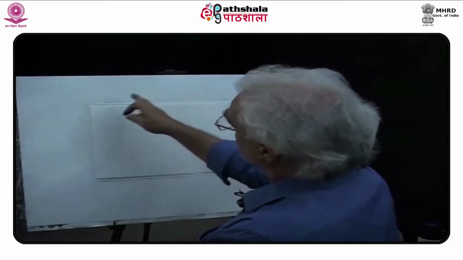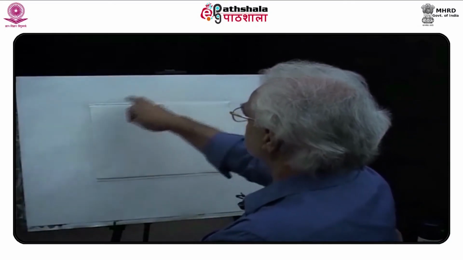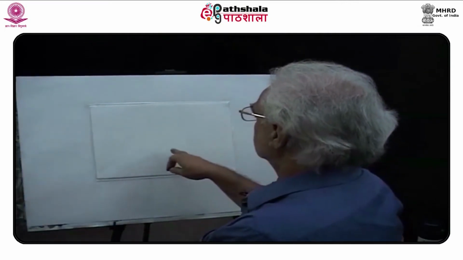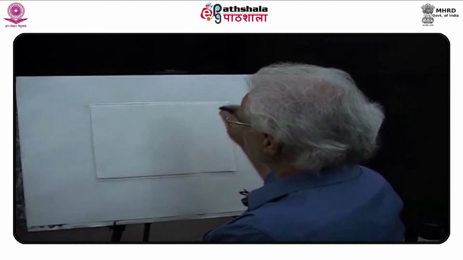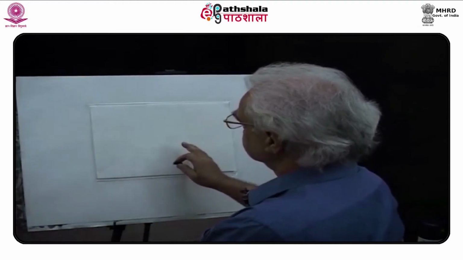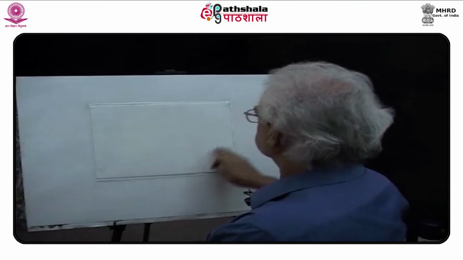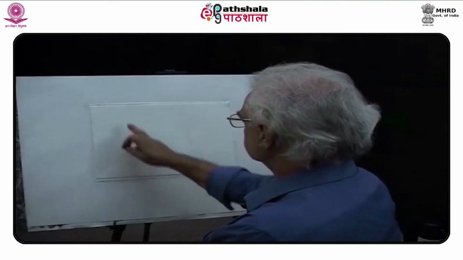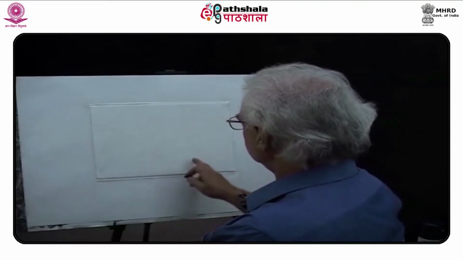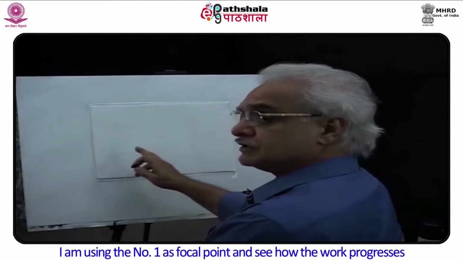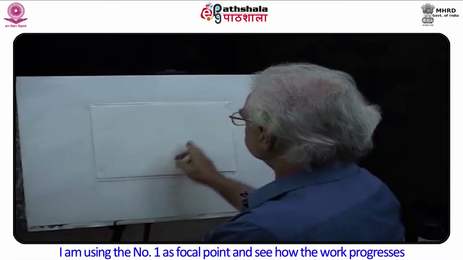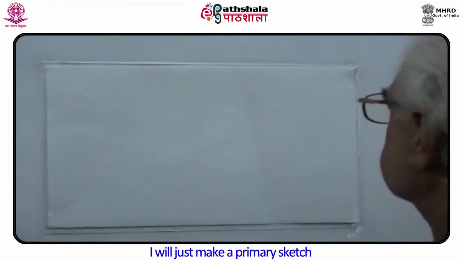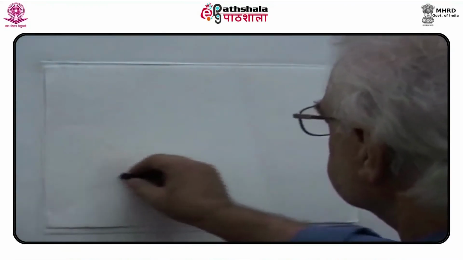See the arrangement of paper, the space, as I have already given the idea before, where one needs to give the main emphasis. Roughly chalk out 4 important points in the given horizontal space. I am using the number 1 as focal point and see how the work progresses. I will just make a primary sketch.